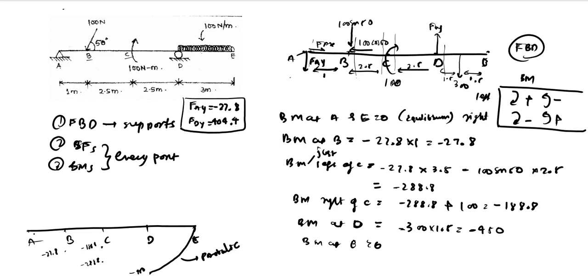Between A to B there will be a straight line. Again there will be a straight line at C, with a sudden jump at C, and again a straight line between C and D.